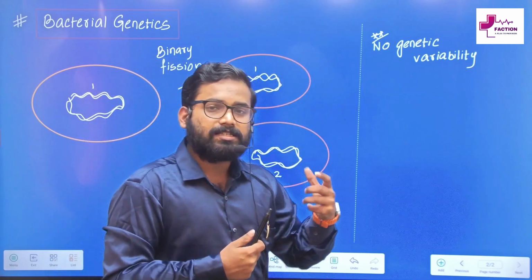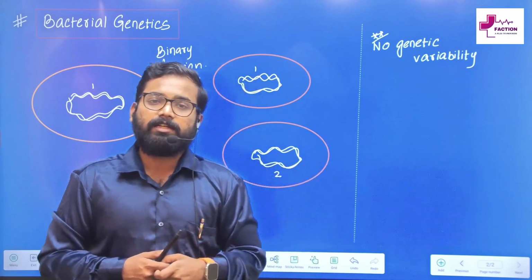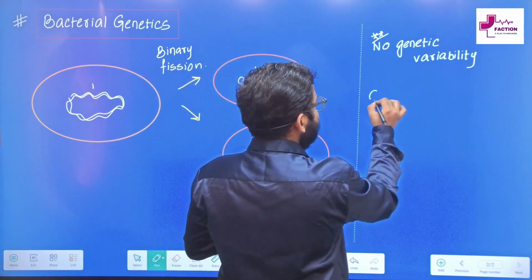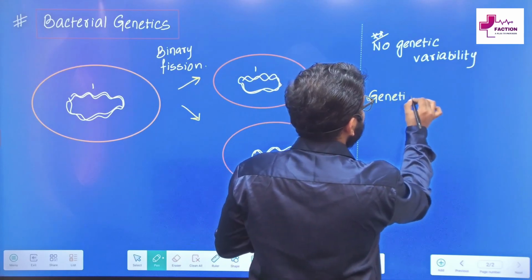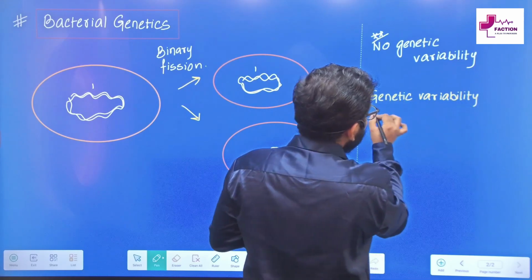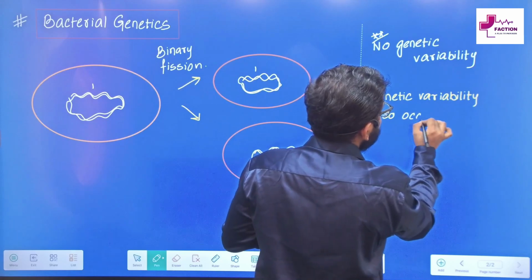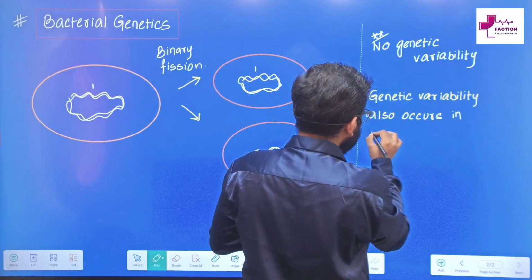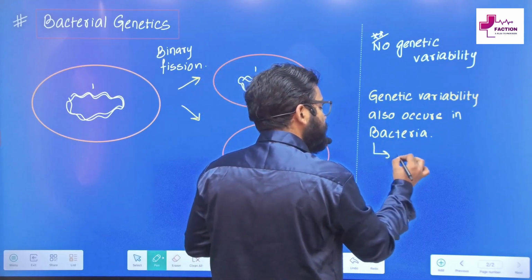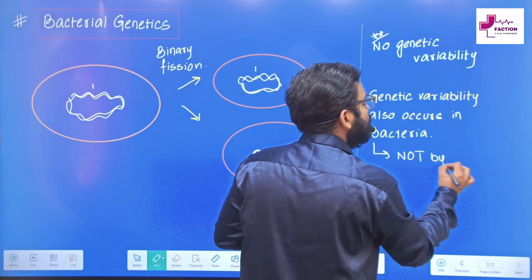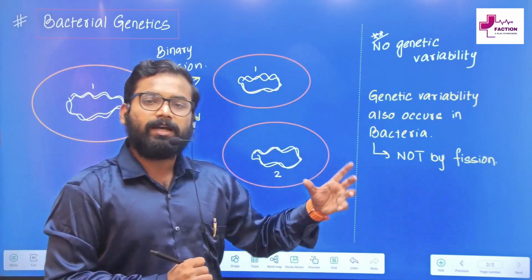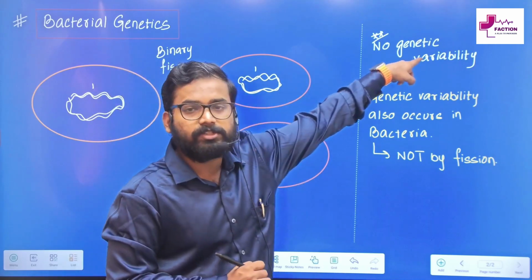So the question arises, can bacteria actually show any kind of genetic variability? The answer is yes. Genetic variability also occurs in bacteria, but definitely not by fission, because in fission there is no genetic variability.